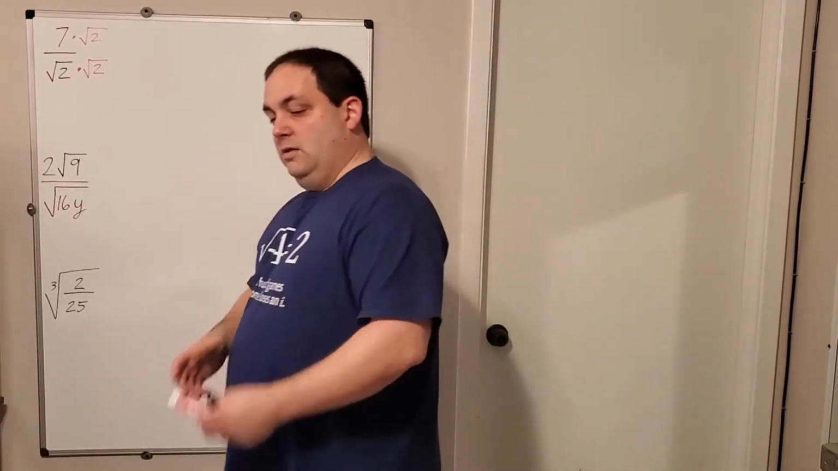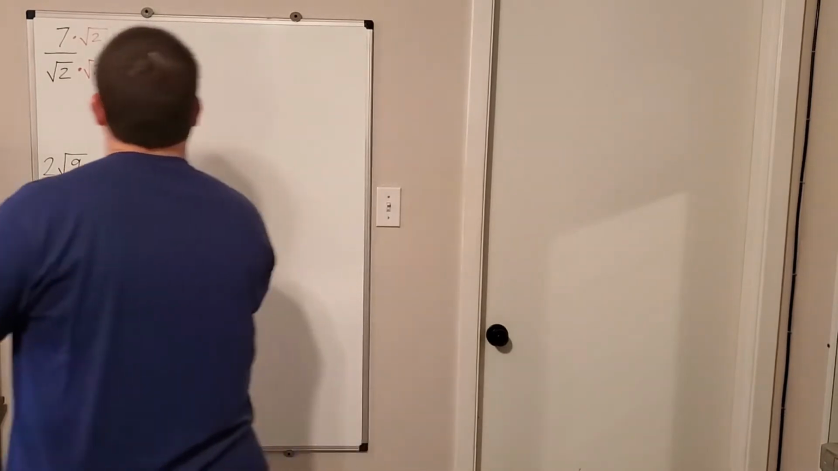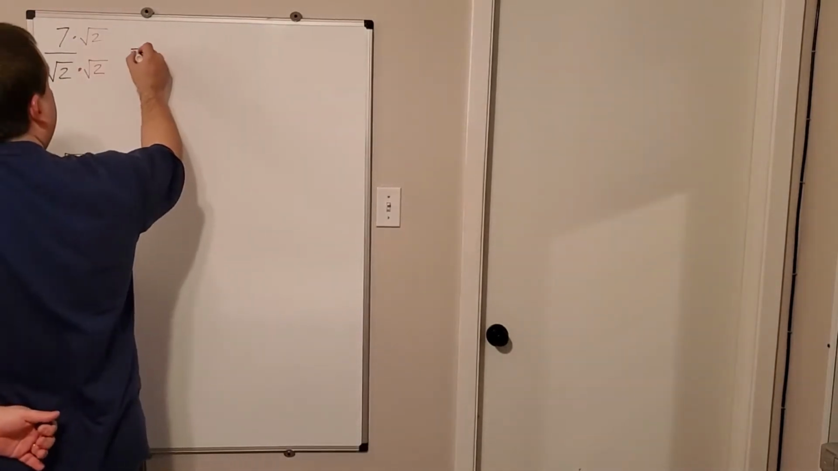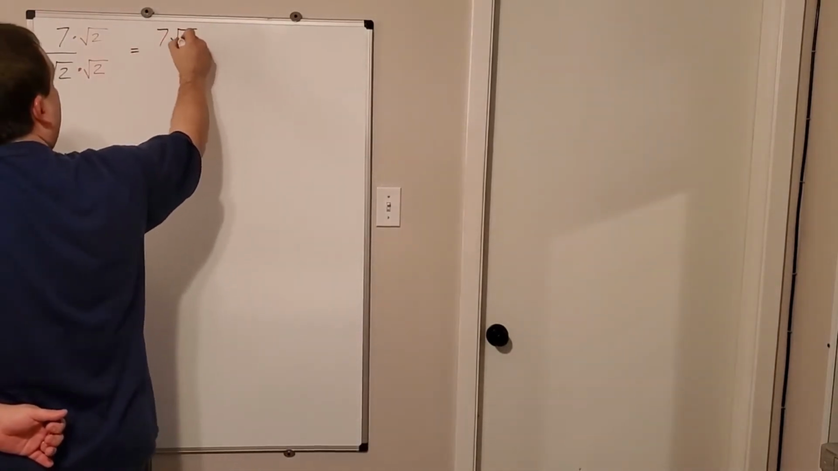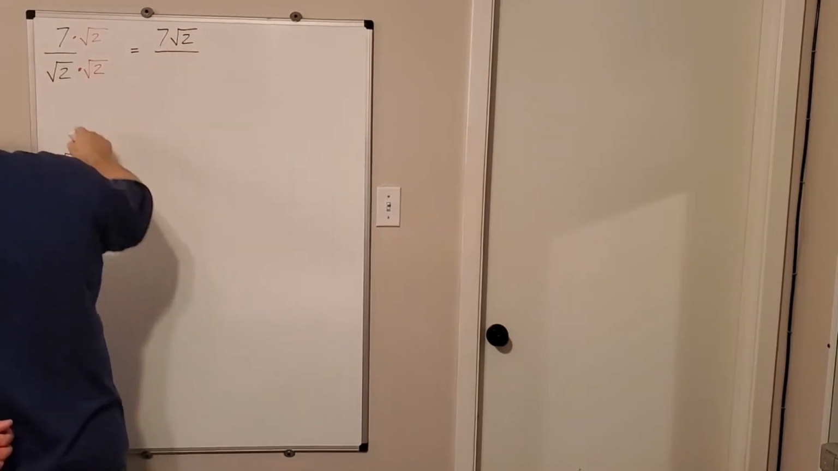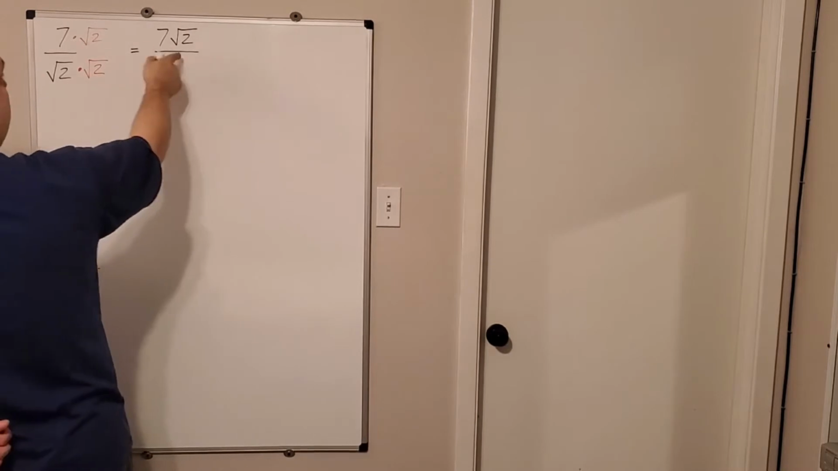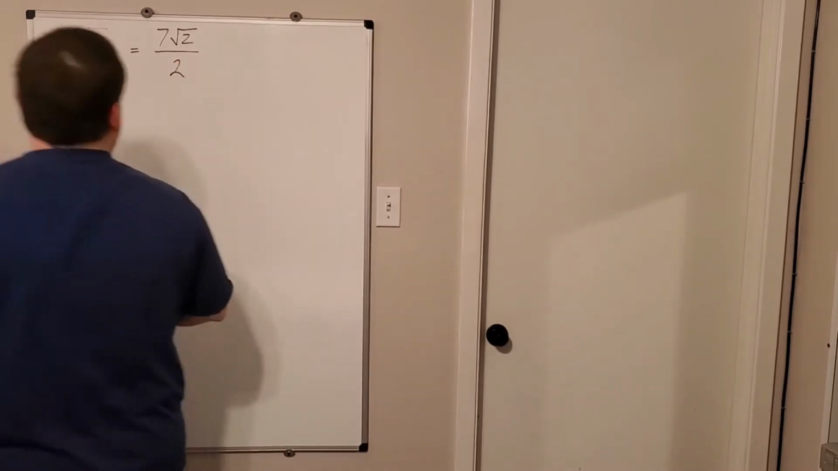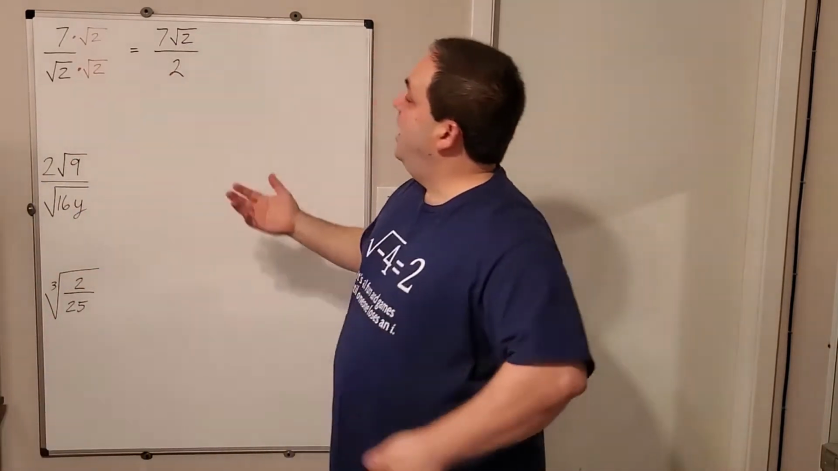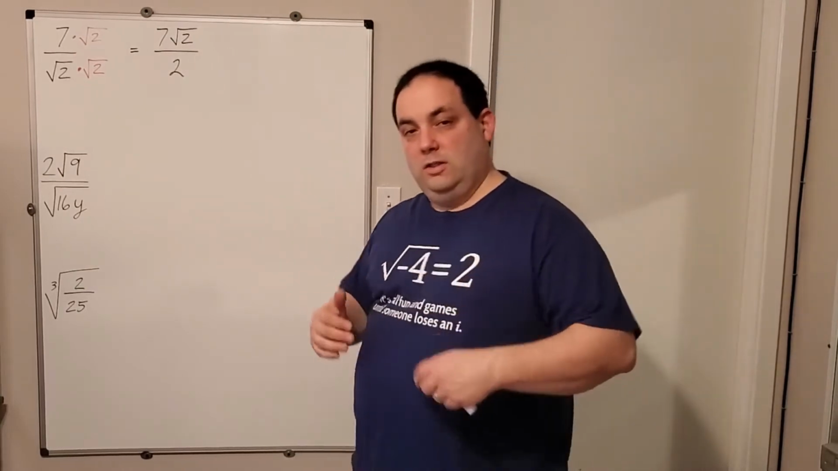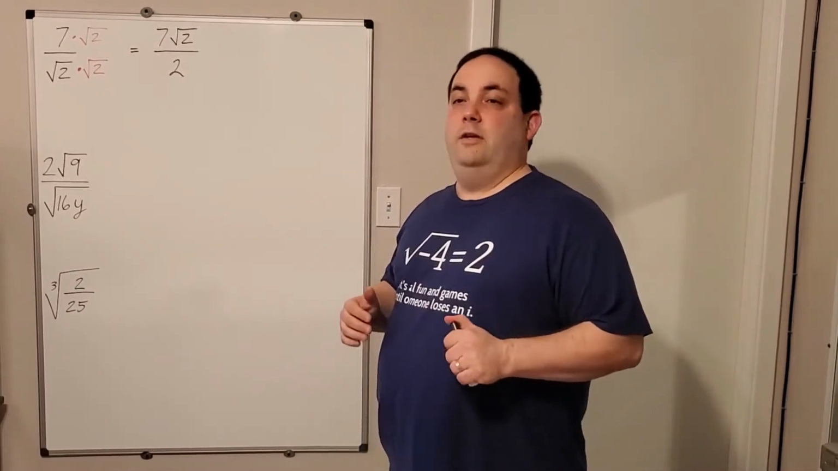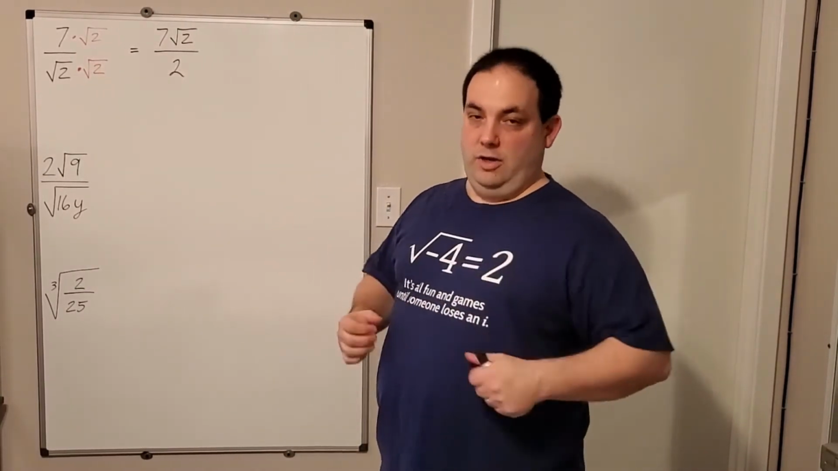All right, so then what happens? Well, let's see. This is just going to be 7 square root of 2 now, divided by square root of 2 times square root of 2, which is square root of 4, which is just 2. So you can see what we have now does not have a radical in the denominator, and that's what we wanted. We have rationalized our denominator.